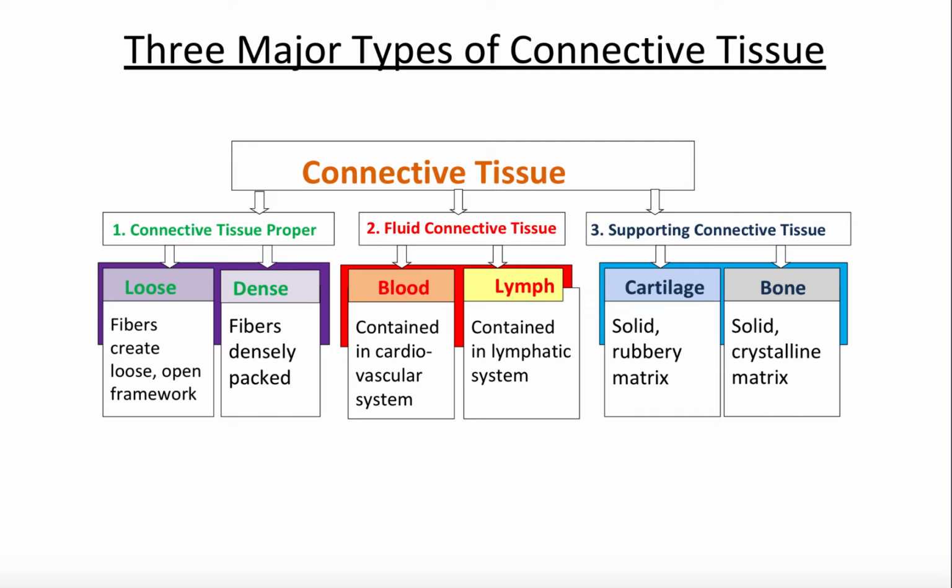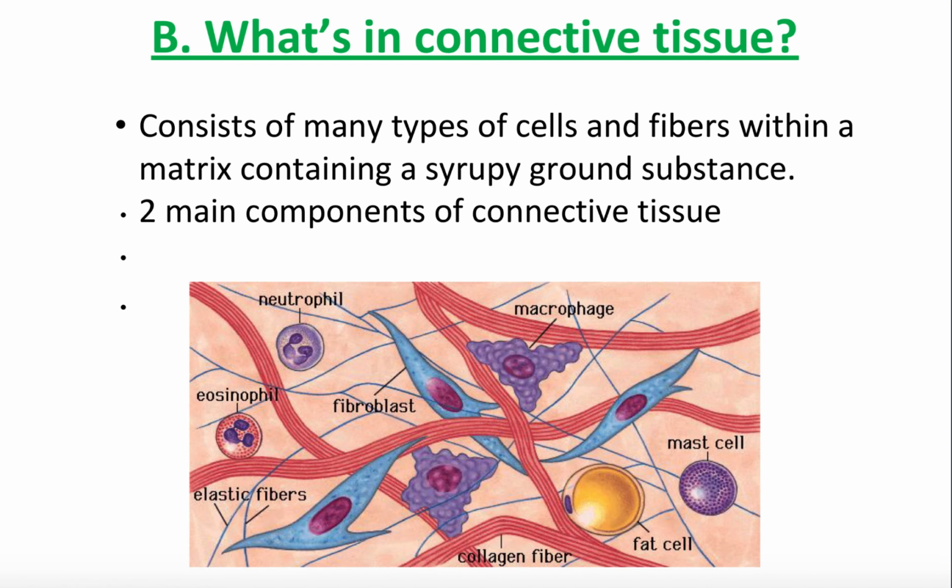Fluid tissues are tissues that are liquid, basically, at their main state. And there's 2 main kinds: blood and lymph. Blood is part of the cardiovascular system, and lymph is part of the lymphatic system. We're mainly going to go over blood, though. And finally, there's supporting connective tissues that help hold up your body and form protective shapes. So cartilage and bone are the main 2 there. And we're going to dive into each of these categories in the later lectures.